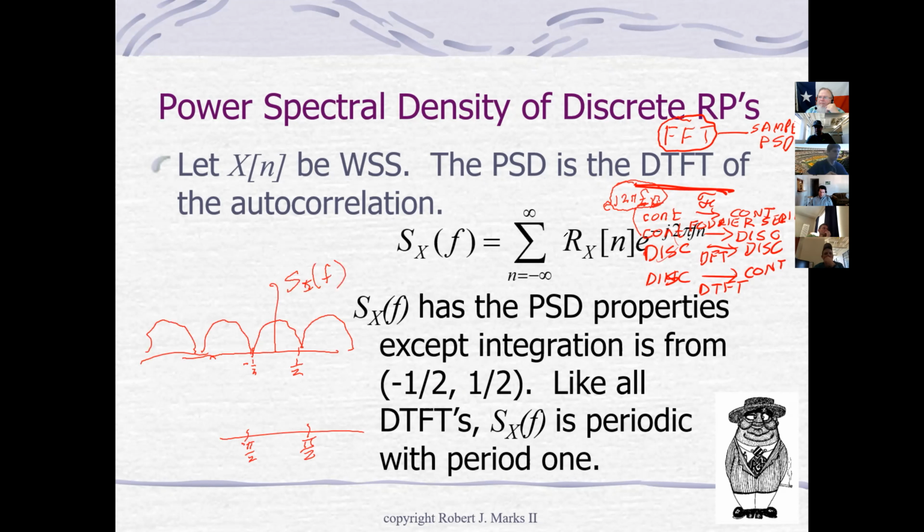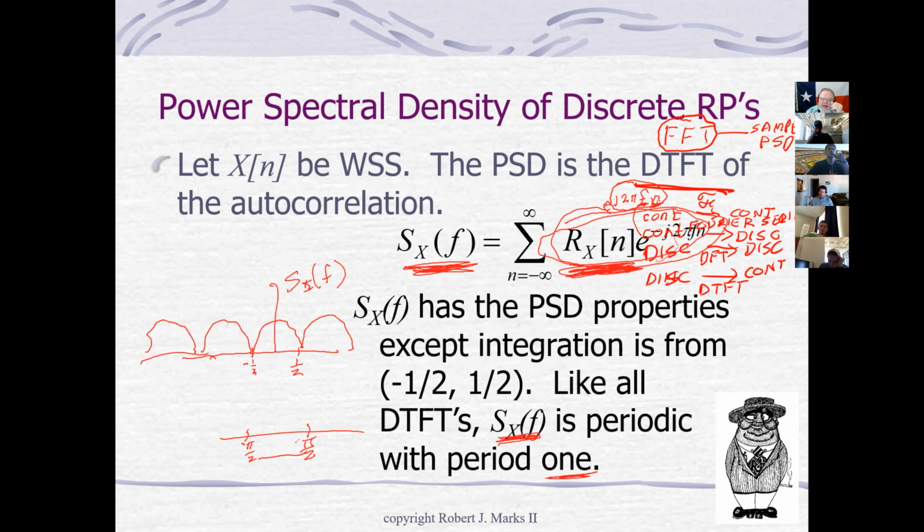How do we know it's periodic? Because this right here is nothing more than a Fourier series. And what are the Fourier series coefficients? They're the autocorrelation function. So because this is a Fourier series, this thing is going to be periodic. It's the Fourier series of the power spectral density. So S sub f has the power spectral density properties, except integration is from -1/2 to 1/2. And like all discrete time Fourier transforms, the power spectral density is periodic with a period of 1.